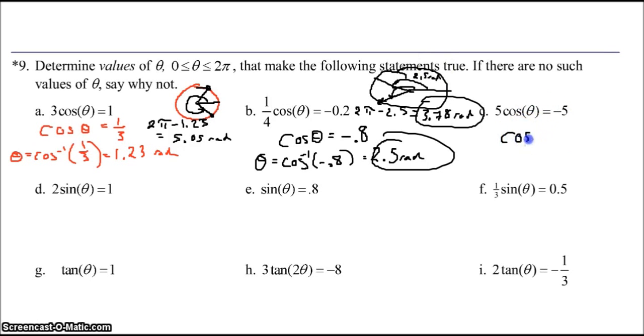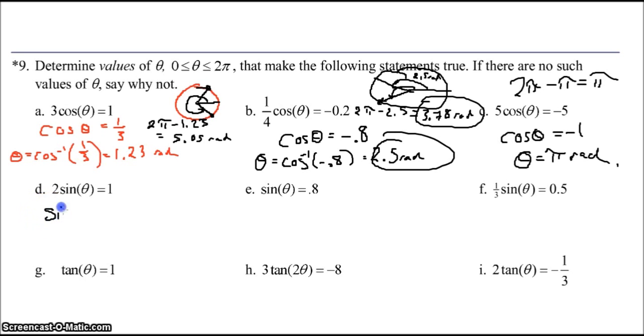Okay, cosine of theta here would be equal to negative 1, and I know where that happens on the unit circle only once, when theta is equal to pi radians. Kind of like these other questions, we've seen that there's two answers if we do 2 pi minus the other answer, but here if we do 2 pi minus pi, we get the same answer.